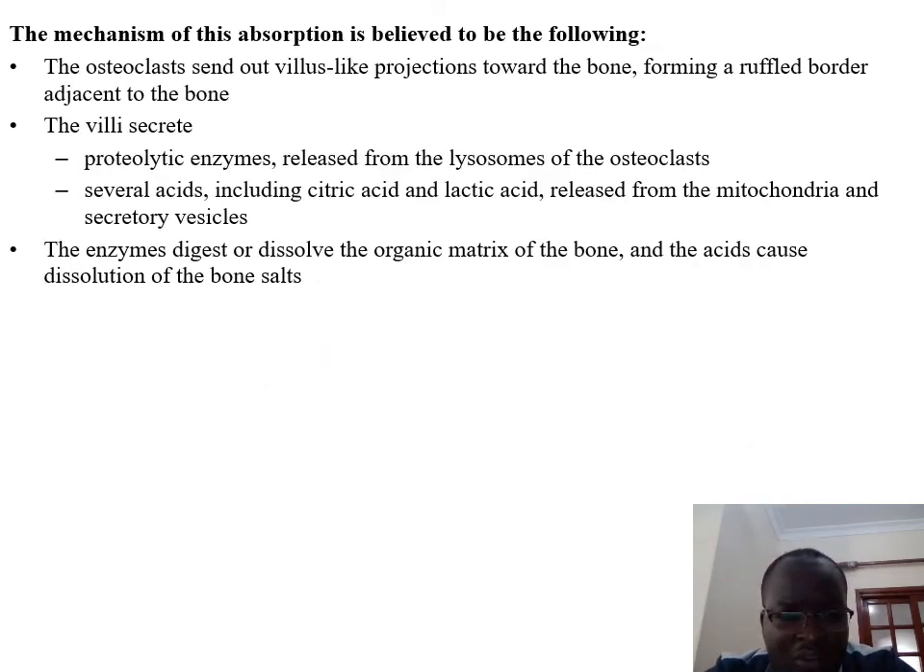The mechanism of this absorption is believed to be the following. The osteoclast sends out villus-like projections towards the bone, forming a ruffled border adjacent to the bone. So you can see the ruffled border adjacent to the bone. The villi secrete proteolytic enzymes released from the lysosomes of the osteoclast. The osteoclast contains a lot of lysosomes. Then when they develop the ruffled border, these finger-like projections are called the villi. That's where the secretions will be released.